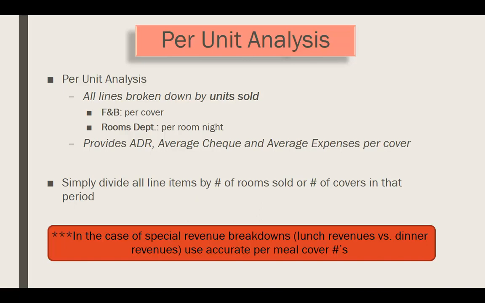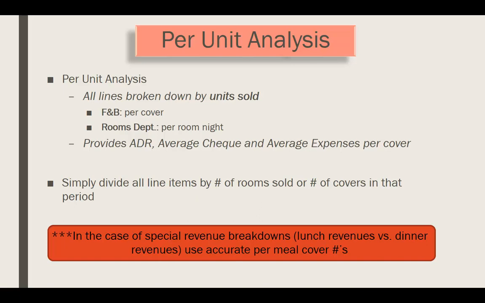All we really have to do here is simply divide all line items by the number of rooms sold, or in a restaurant case by the number of covers in that period. If you really want to look at lunch revenues versus dinner revenues, we want to make sure that we're using the right number of covers for each one.